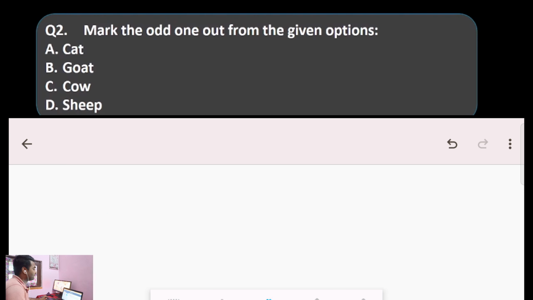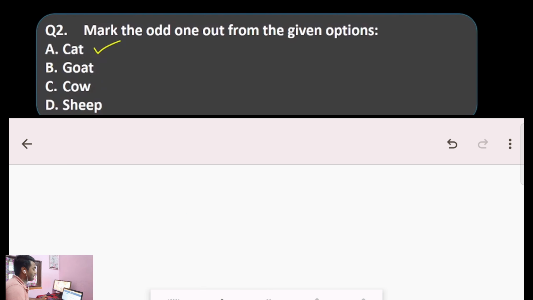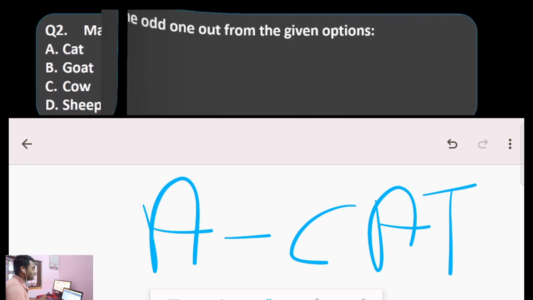The question says odd one out: cat, goat, cow, sheep. I hope you will get this question straight away because it is a very simple question. So what do you think the answer is? The answer is cat, because B, C, D are cattle, and cat is not cattle. So the answer will be A, that is cat. So let's move on to the other question, guys.